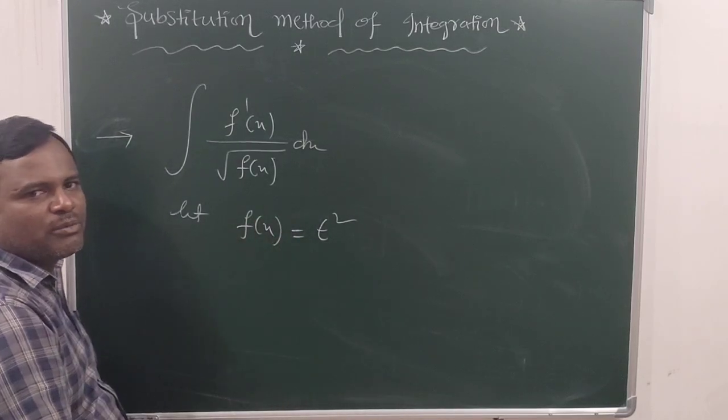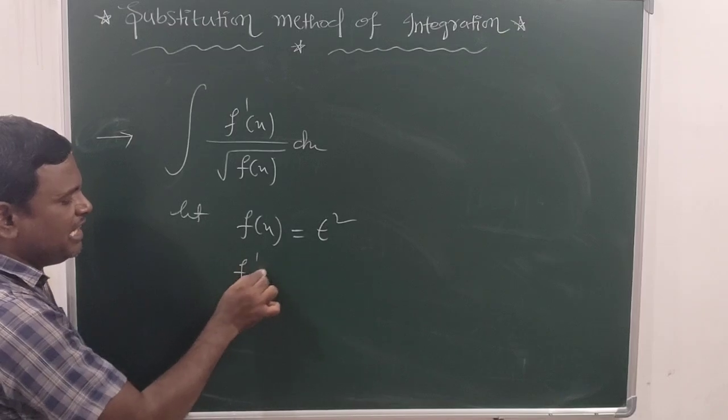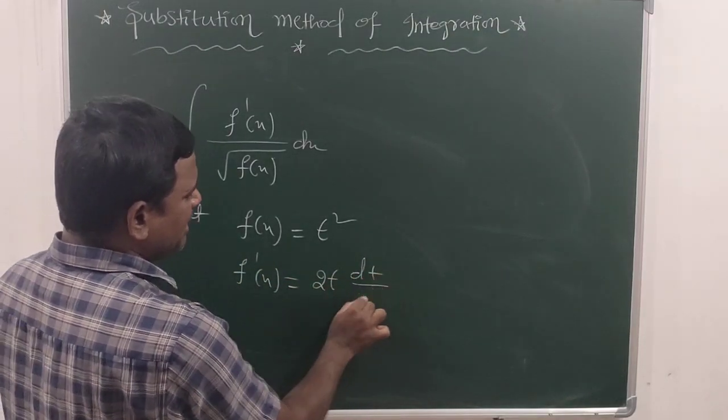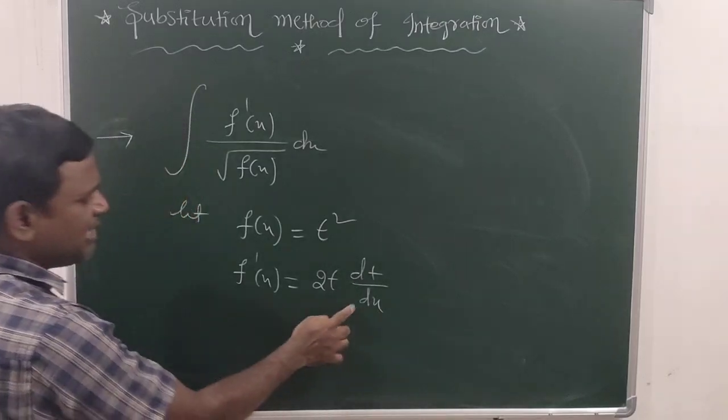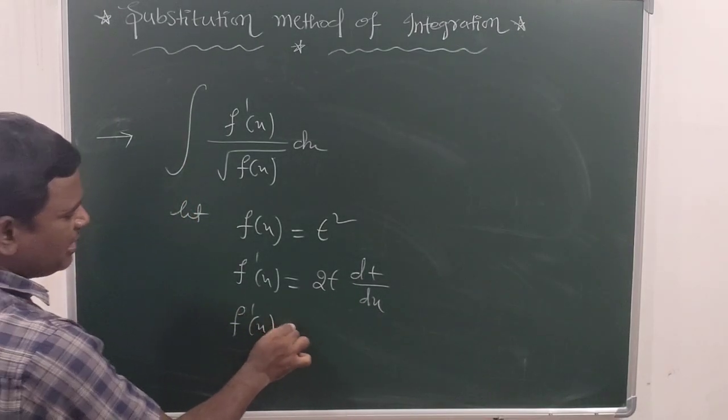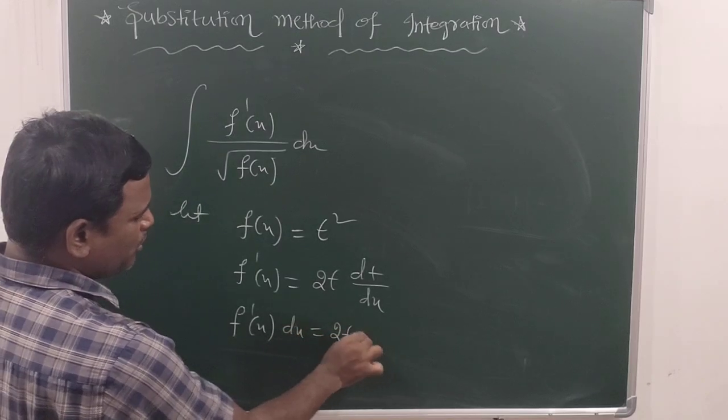Now do the derivative on both sides with respect to x. f dash of x is equal to 2t dt by dx. Now transfer this dx to the right side. f dash of x dx is equal to 2t dt.